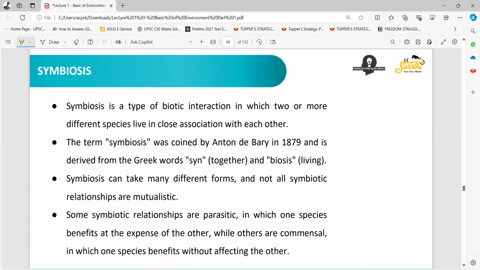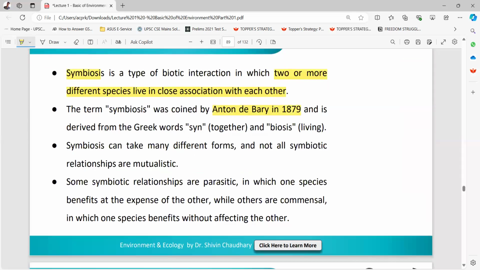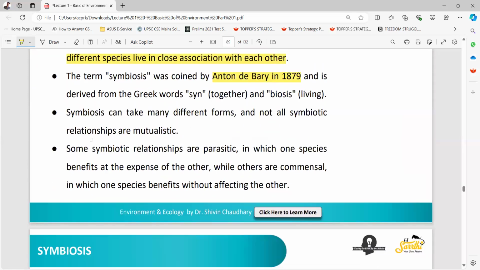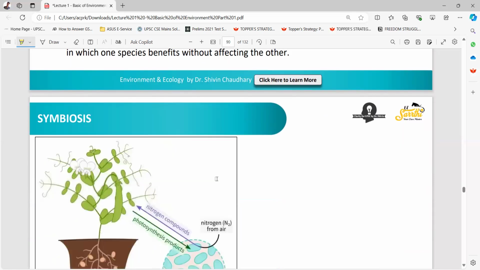Symbiosis. Symbiosis is a type of biotic interaction in which two or more different species live in close association with each other. The term symbiosis was coined by Anton de Bary in 1879 and is derived from the Greek words syn, together, and biosis, living. Symbiosis can take many different forms, and not all symbiotic relationships are mutualistic. Some symbiotic relationships are parasitic, in which one species benefits at the expense of the other, while others are commensal, in which one species benefits without affecting the other.